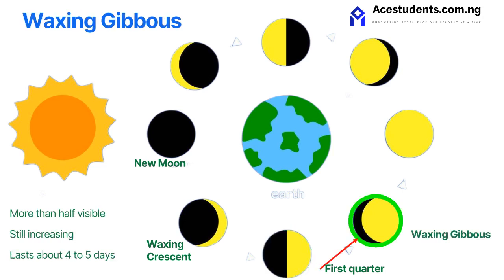After the first quarter, the moon continues to grow brighter. Now more than half is illuminated. This is called the waxing gibbous phase. Gibbous means more than half. It lasts about 4 to 5 days. Remember the order: crescent, quarter, gibbous.